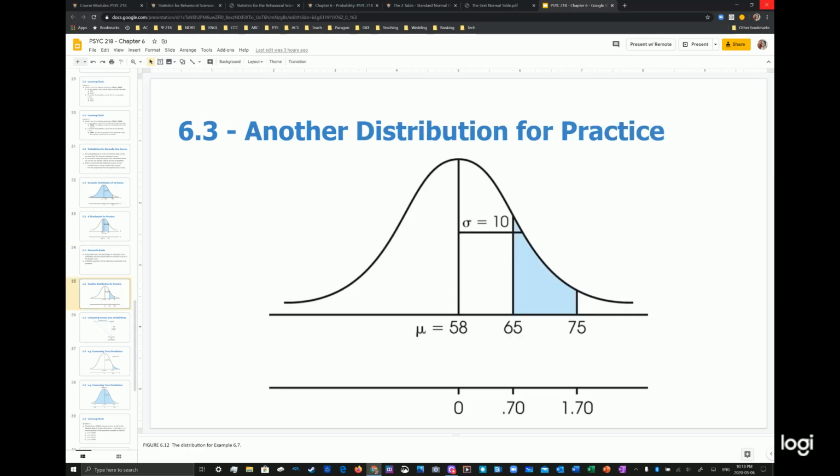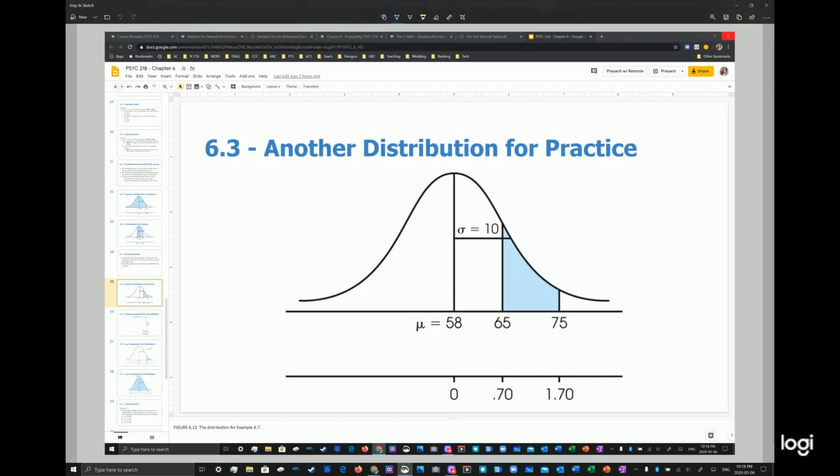Here's an example for practice. This is one of the harder questions that you can get. Again, it's the same distribution as before, but we are working with a different area this time. This time it's an area between 65 and 75. So here we're looking for something like this.